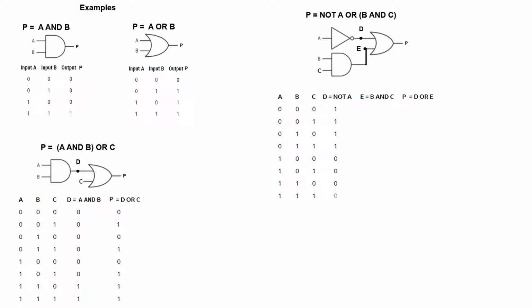E depends on B and C. To complete the E column, we just put 1 everywhere that B and C are both 1, and 0 everywhere else. Now we put 1 everywhere that either D or E are 1, and 0 everywhere else.